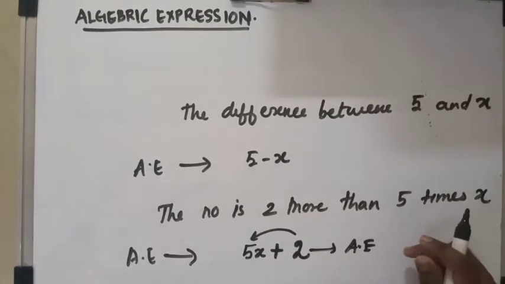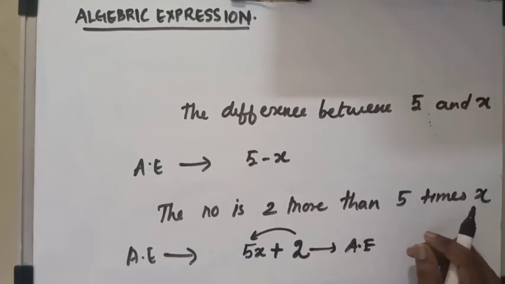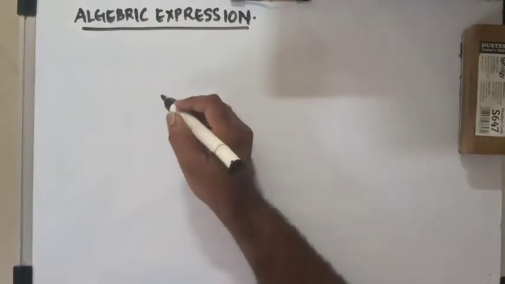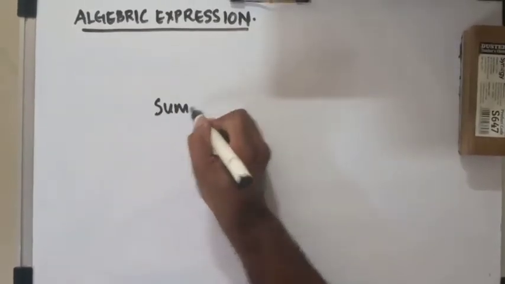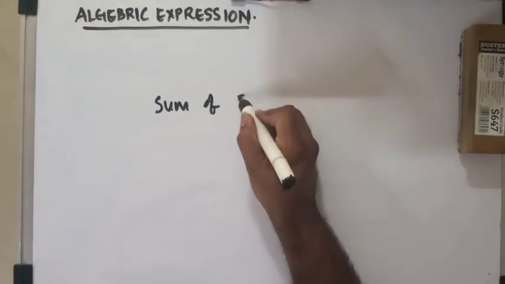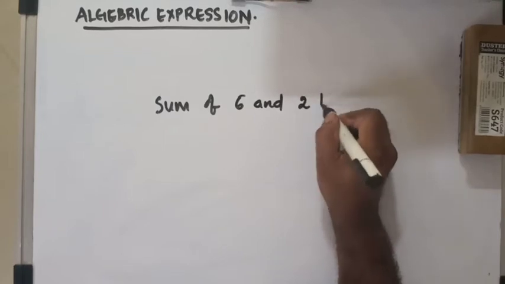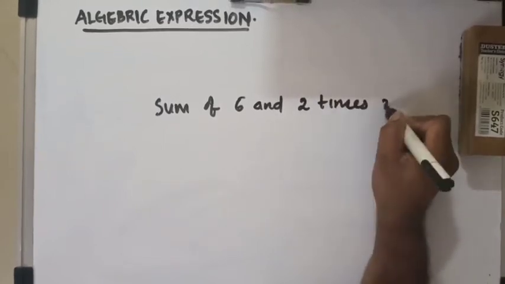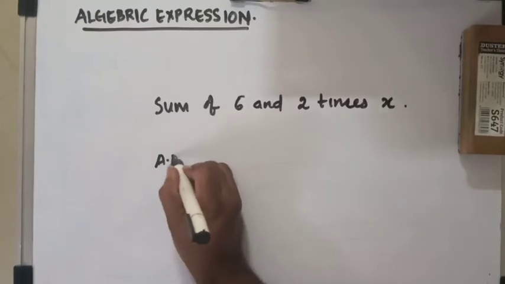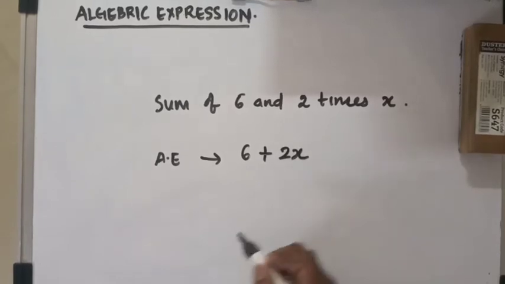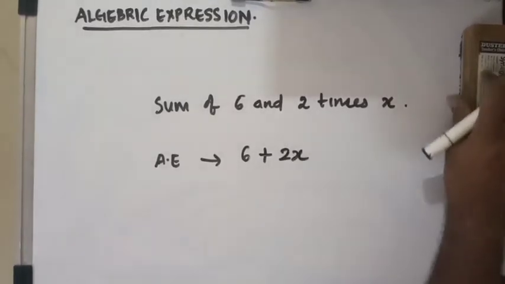Okay children, in this way I'll give you many questions wherein you have to write the algebraic expression on your own. Say I tell you the sum of 6 and 2 times x. This means the algebraic expression will be sum of 6 and what? The number which is 2 times x. So 6 plus 2x. This is how you need to form an algebraic expression.